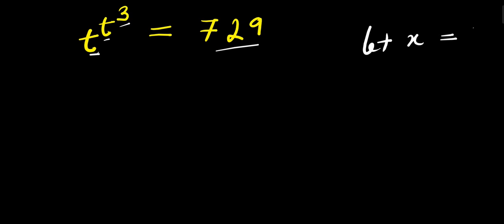x equals t power 3. So that means this t power 3 here is x. So we have t power x equals 7 to 9.